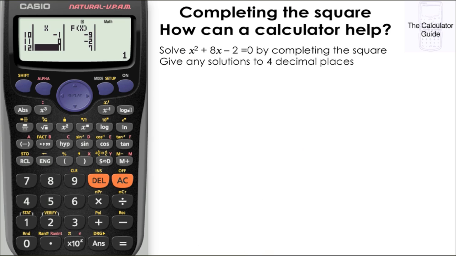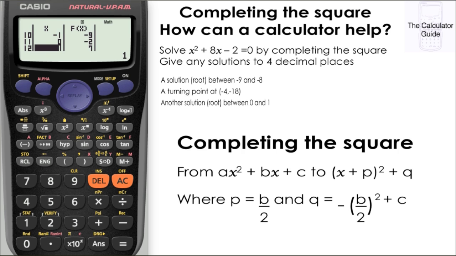Let's just summarise what we've found out then from the calculator. We know that there's a solution or a root between minus 9 and minus 8. We know that there's a turning point at minus 4, minus 18. And we know that we have another solution or root between 0 and 1.